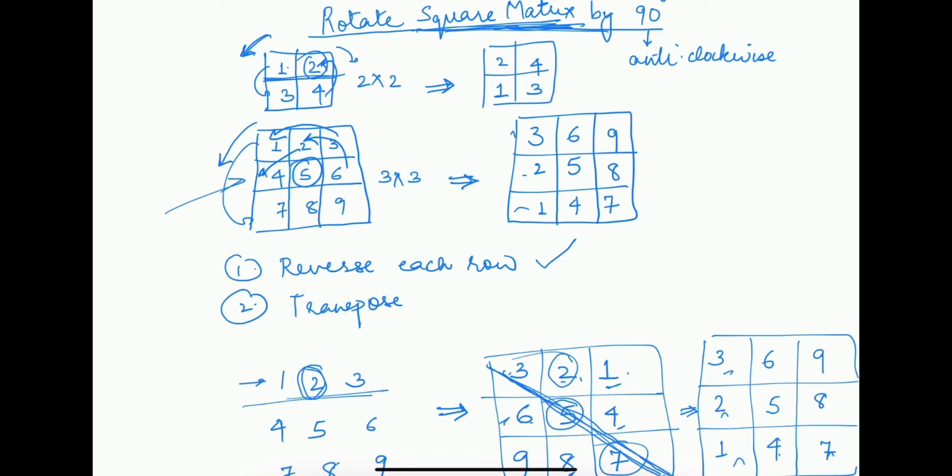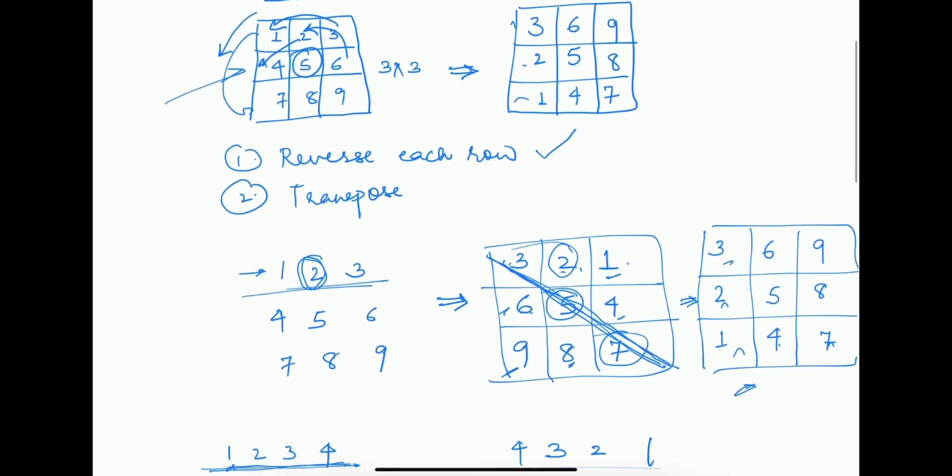Now if you have to rotate the matrix clockwise, you can use the same functions, apart from this: here we reversed each row, but you might have to reverse each column. I'll leave that as an assignment. Please let me know if you are not able to do it. Mention in the comments, I'll help you.